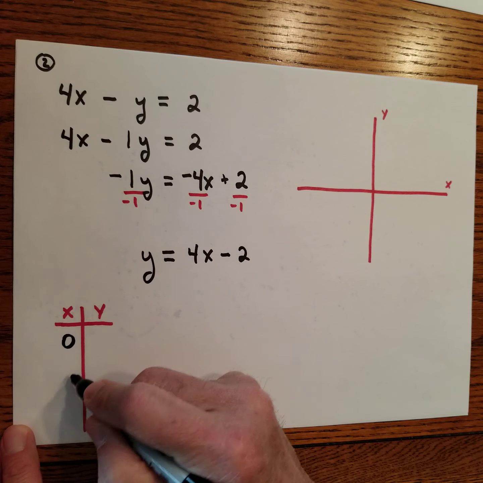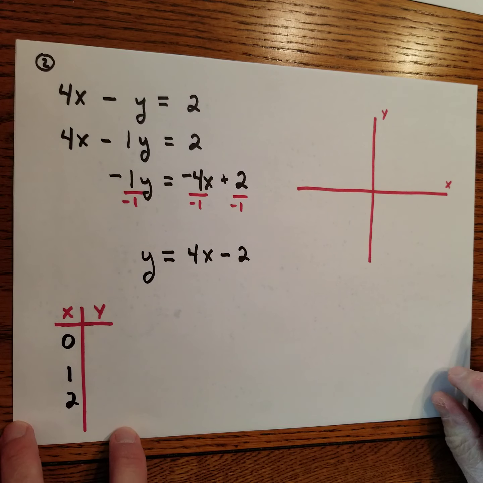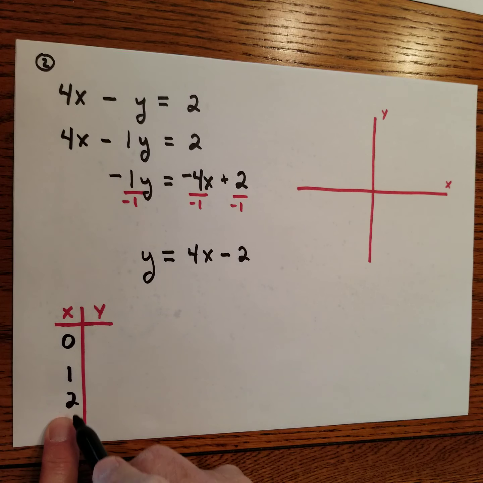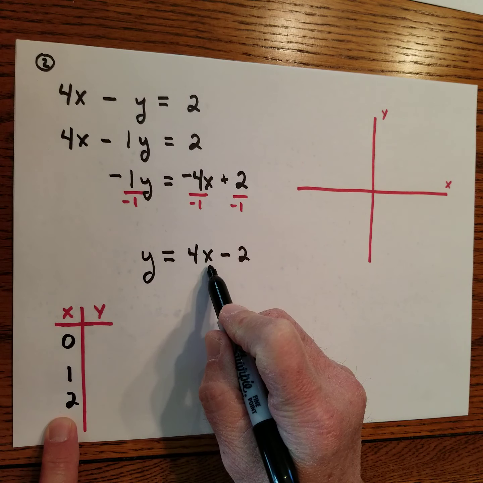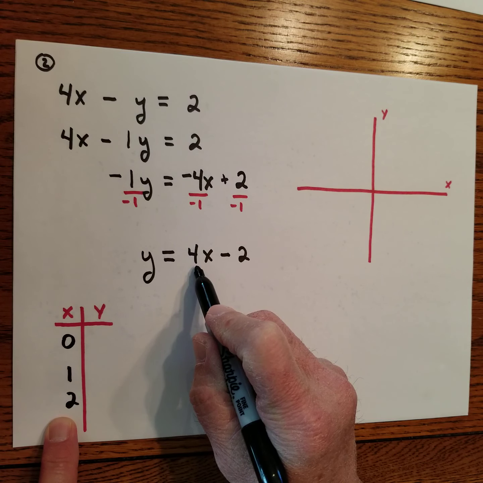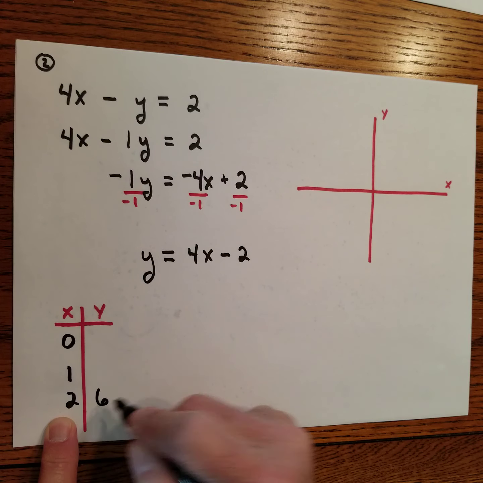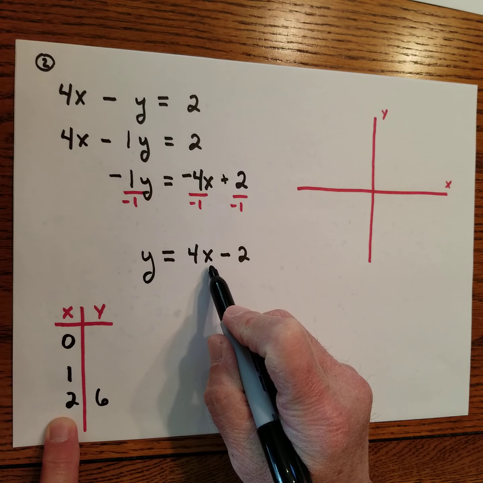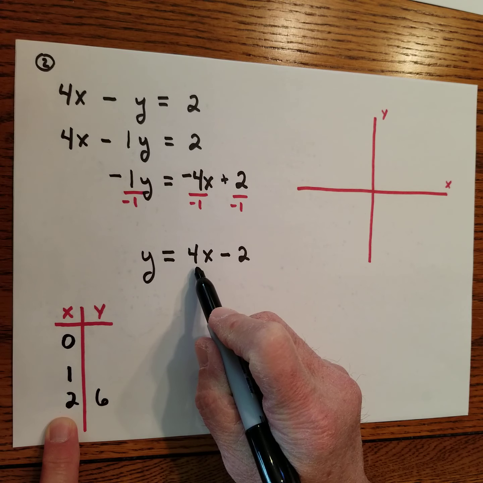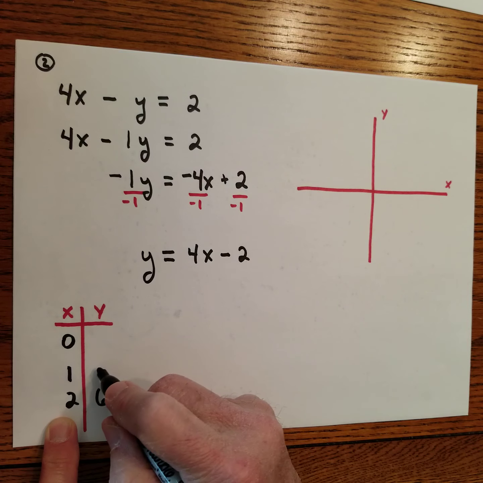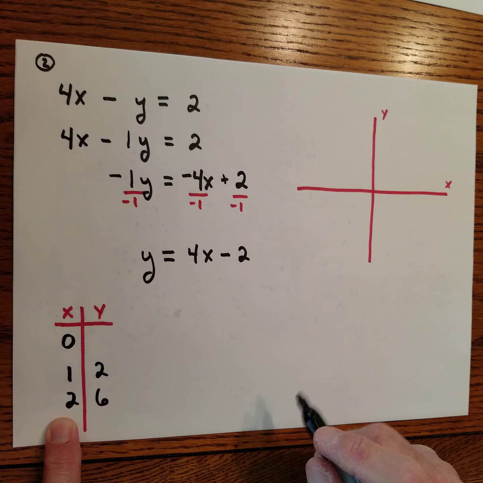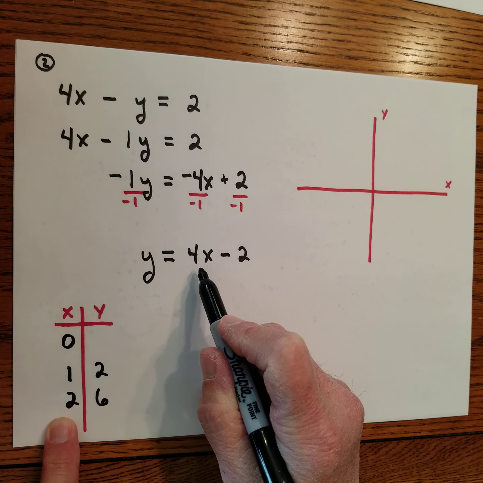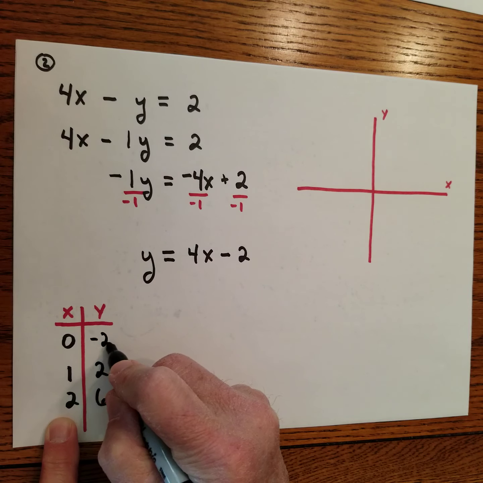Now let's use 0, 1, and 2 for x values and get the y's that go with it. When x is 2, I'll plug a 2 in right here. 2 times 4 is 8, and 8 minus 2 is 6. Now plug in the 1. When I plug in 1 for x, 1 times 4 is 4, and 4 minus 2 is 2. Plug in 0 for x. 0 times anything is 0, and 0 subtract 2 is negative 2.